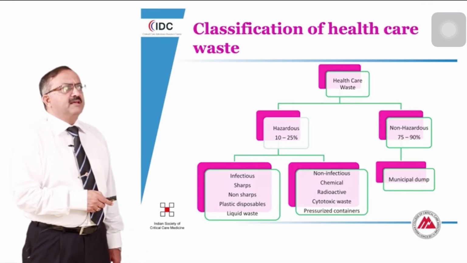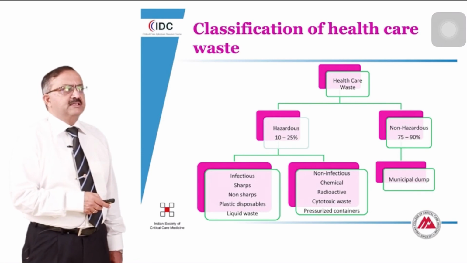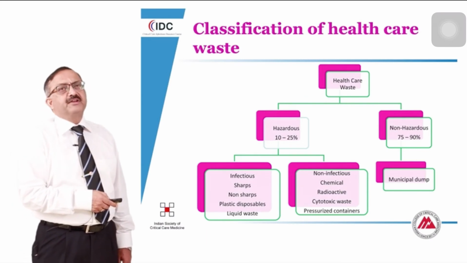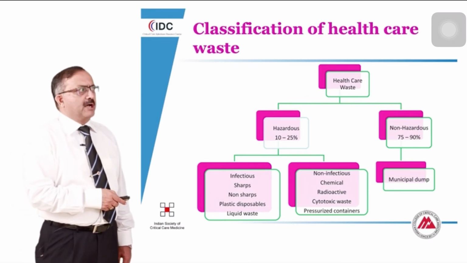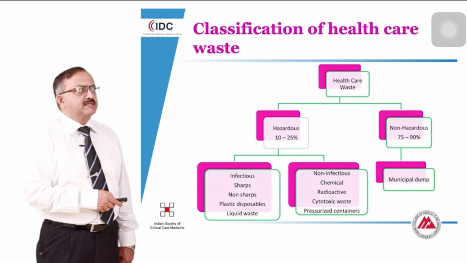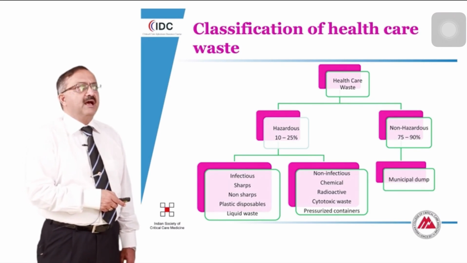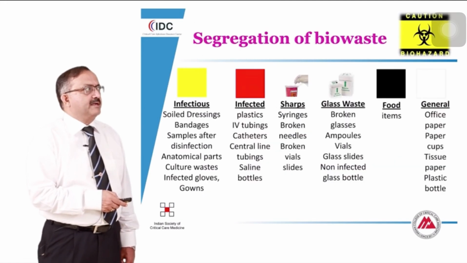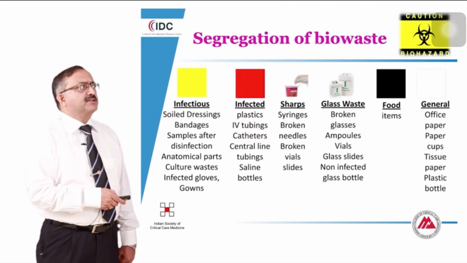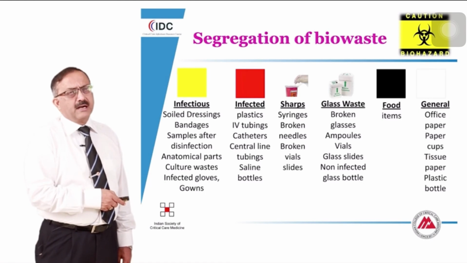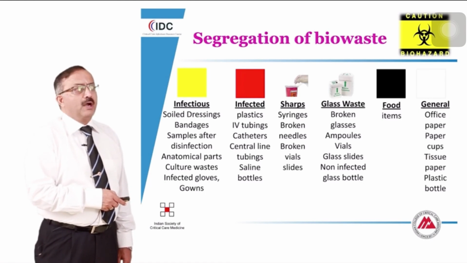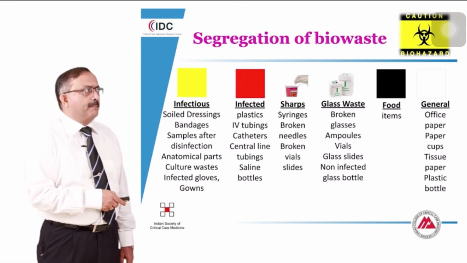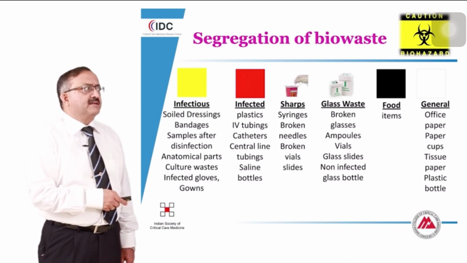You have healthcare waste, which can be divided into hazardous and non-hazardous. In the ICU setting, we have infectious and non-infectious. The sharps, non-sharps, plastic disposable and liquid waste are all infectious waste and must be treated with utmost care and sincerity. As you see, all infectious waste should go into the yellow marked bins, which include soiled dressings, bandages, samples after disinfection, anatomical parts, culture waste, infected gloves and gowns.